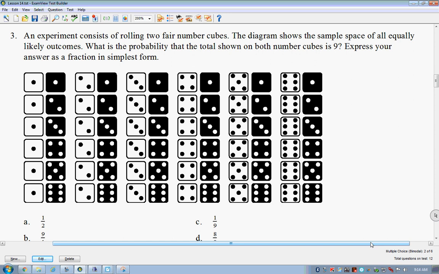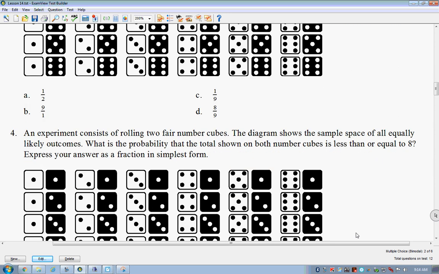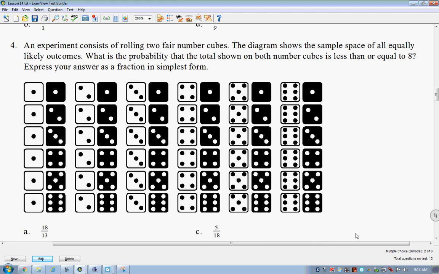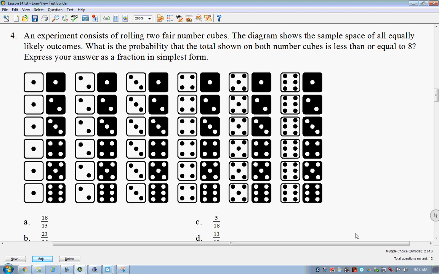Okay. All right, this is a little similar. It's all of the same dice, all of the same kind of outcomes, but we're looking for something else. On both number cubes, what's the probability that the number shown is less than or equal to 8? Well, we know that there's 36. So we want anything that's less than or up to 8.